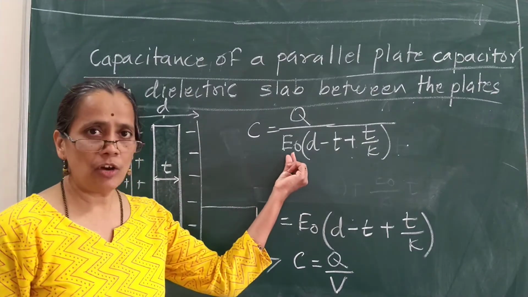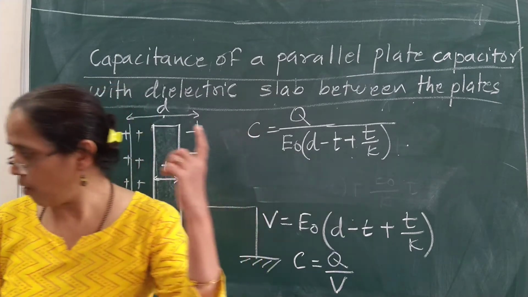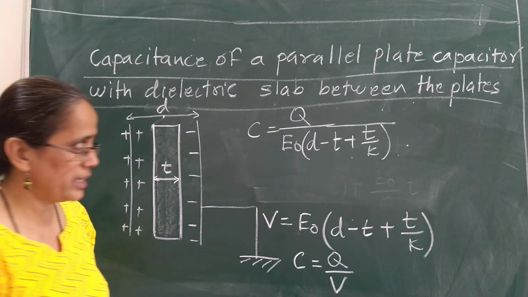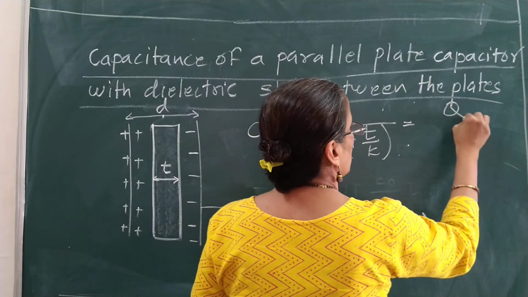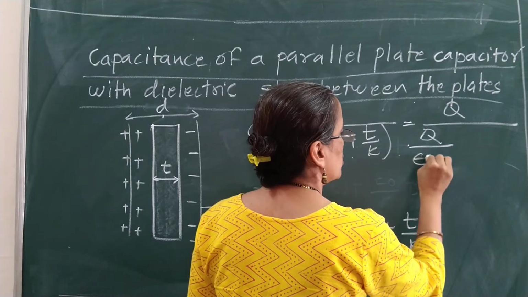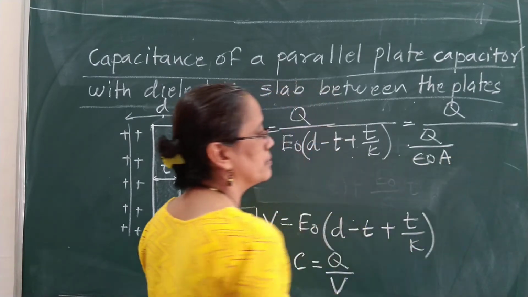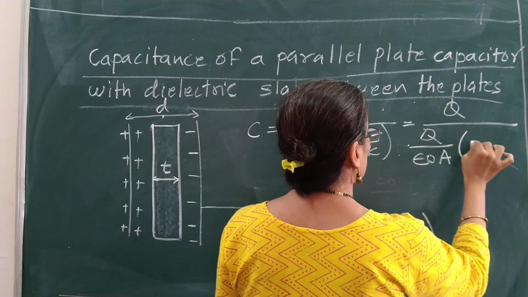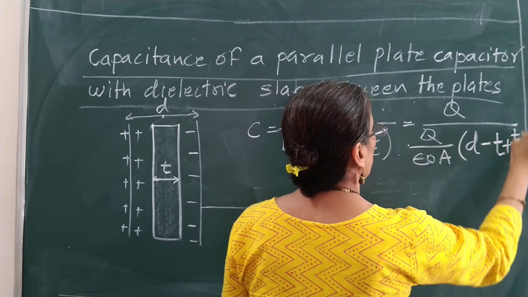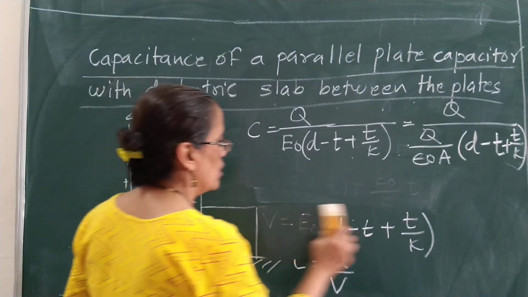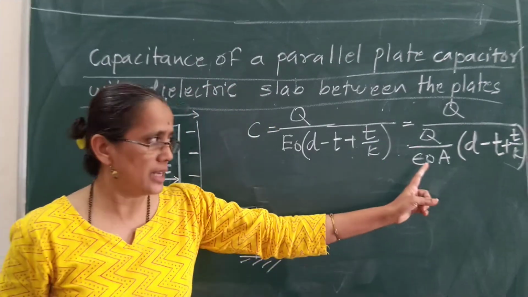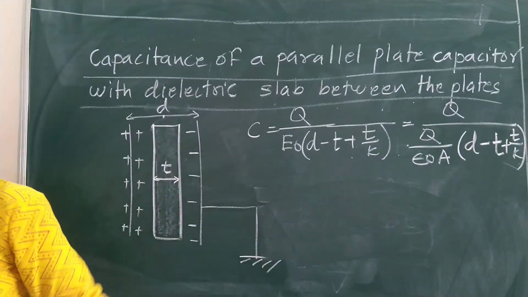Now I am going to substitute the value of E0, which you already know. E0 is nothing but Q upon epsilon 0 into A, so the denominator becomes Q upon epsilon 0 A into the bracket d minus t plus t upon K. So this value I can substitute. Now your Q factor will get cancelled, and epsilon 0 K will go into the numerator.